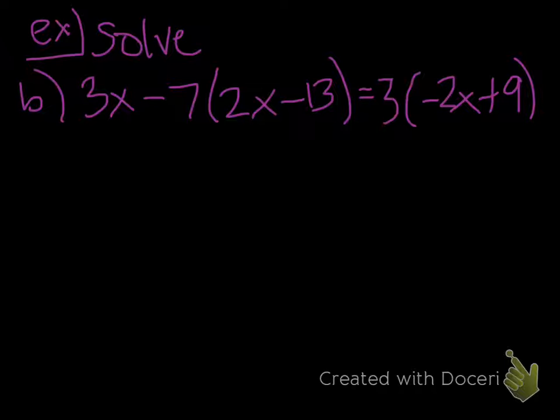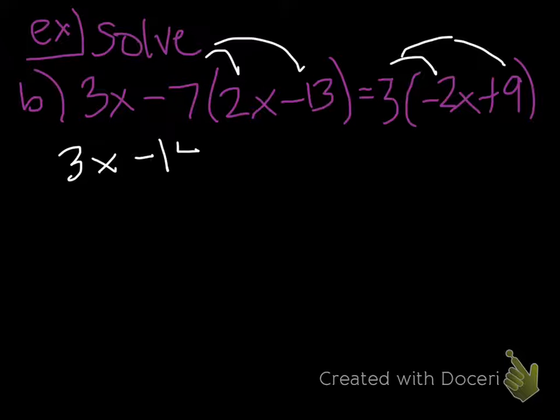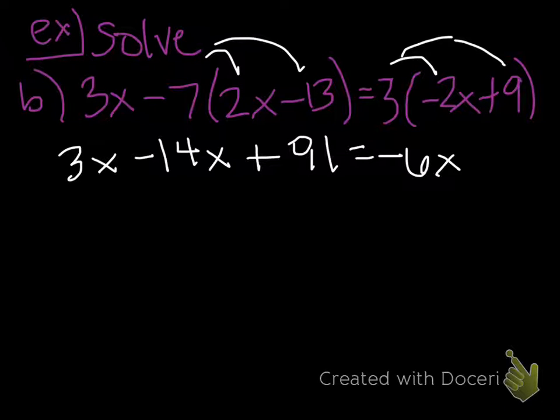We have to distribute first, so we're going to distribute that negative 7, and we're going to distribute the 3. So here we have 3x minus 14x plus, let's see, 7 times 10 is 70. 7 times 3 is 21, so plus 91 equals negative 6x plus 27.